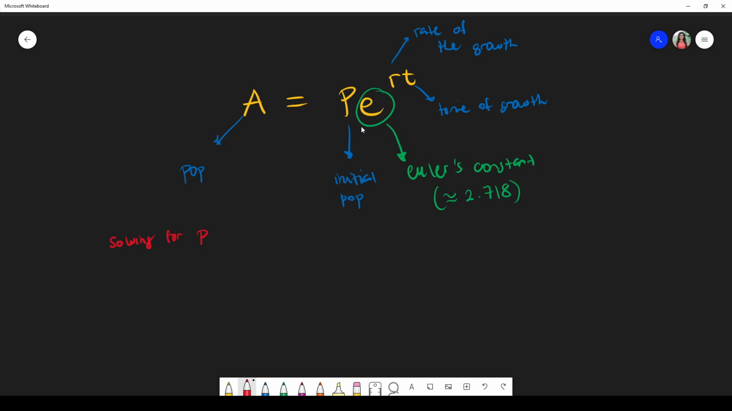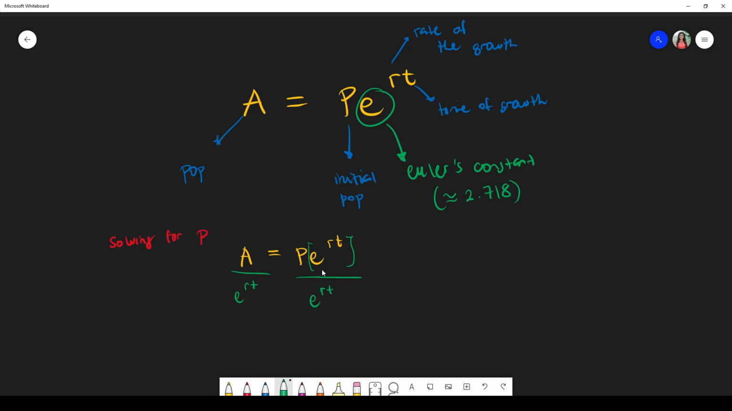And it's very easy for us to isolate P because given the initial formula A equals P e raised to rt, we only have to divide both sides. We need to isolate P by dividing both sides with this term e raised to rt. Now why do we have to divide both sides with e raised to rt? Because we want to keep the equation as it is. We are not violating any algebraic rule or law by doing this. We are keeping the equality of the equation if we divide both sides.